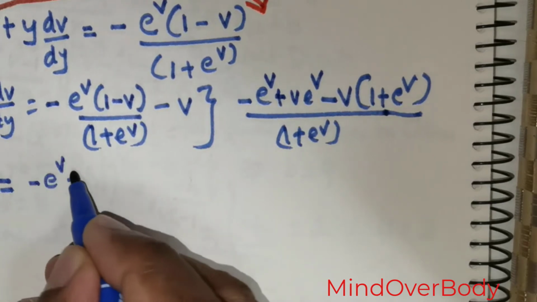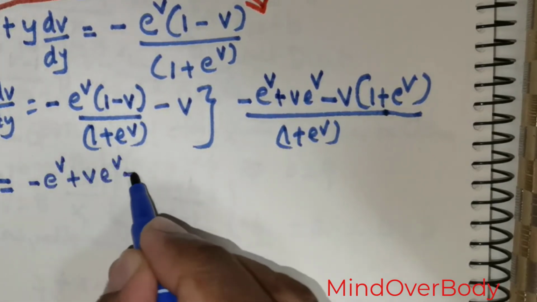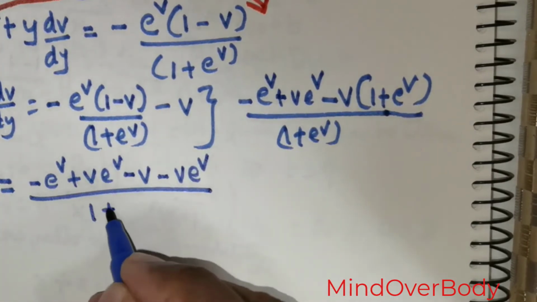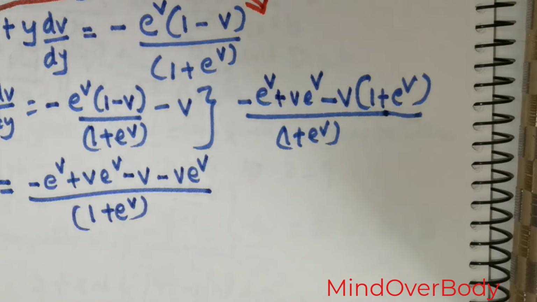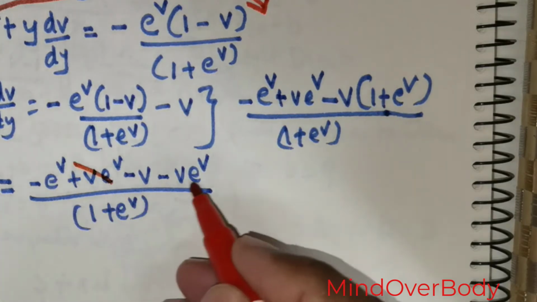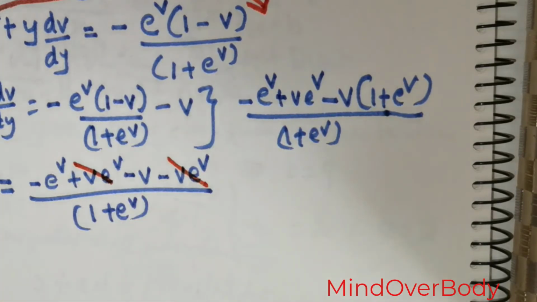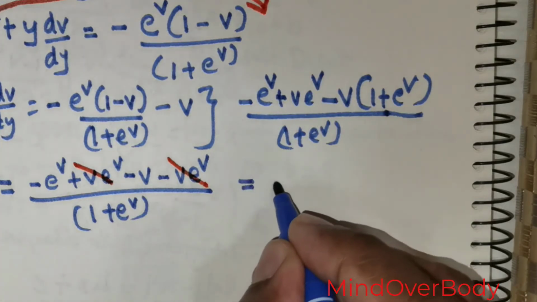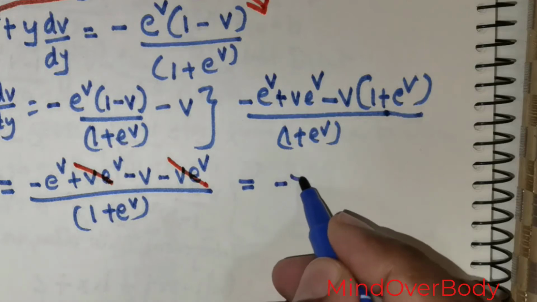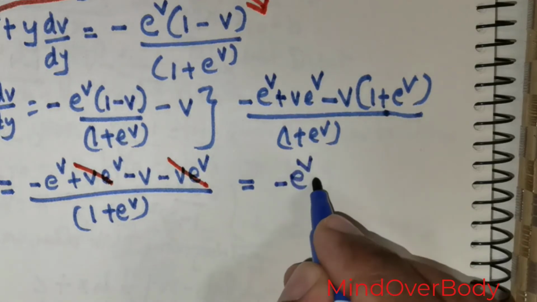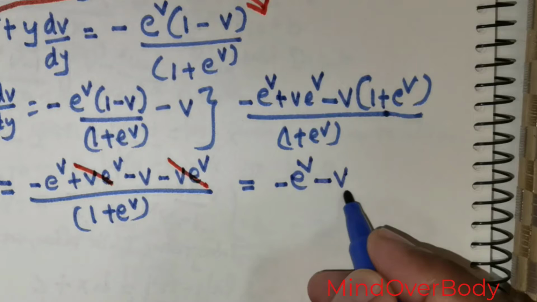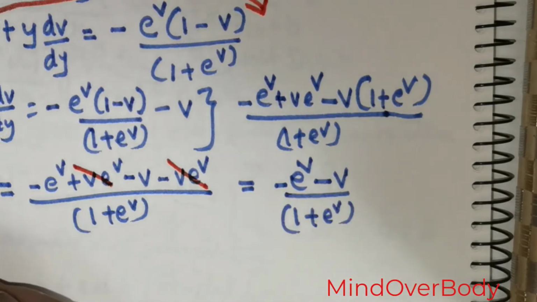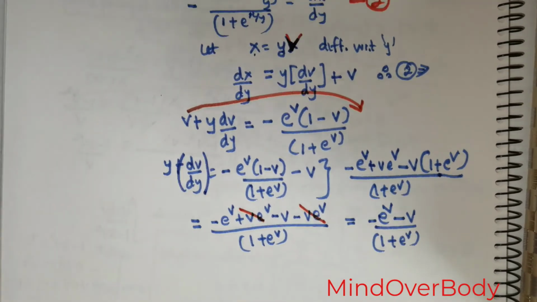negative e raised to the power of v plus v times e raised to the power of v, minus v times e raised to the power of v, divided by 1 plus e raised to the power of v. Now I've got a positive v times e raised to the power of v and a negative v times e raised to the power of v; they both get cancelled, giving me negative e raised to the power of v, followed by negative v, divided by 1 plus e raised to the power of v on the left hand side, right?